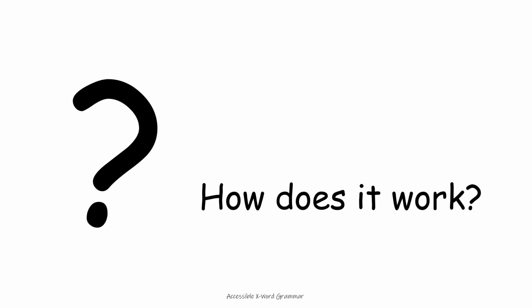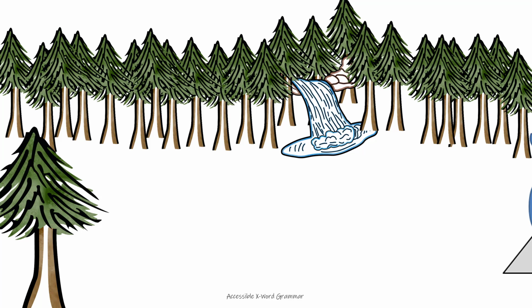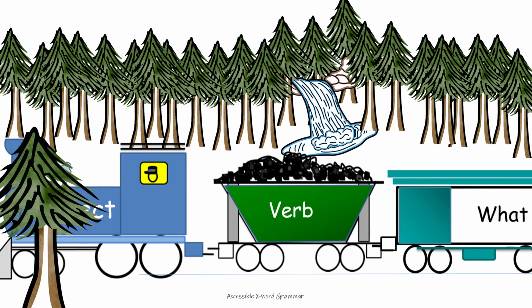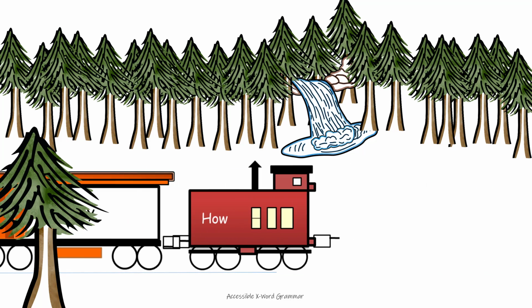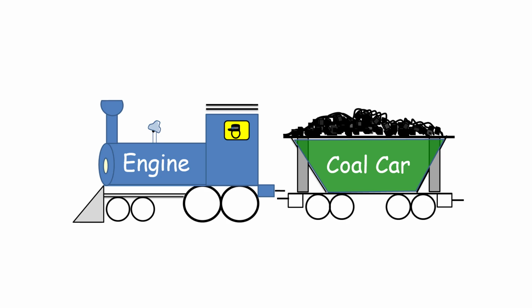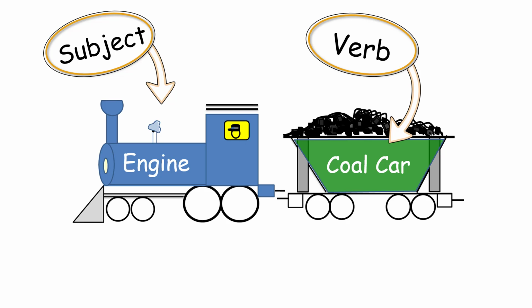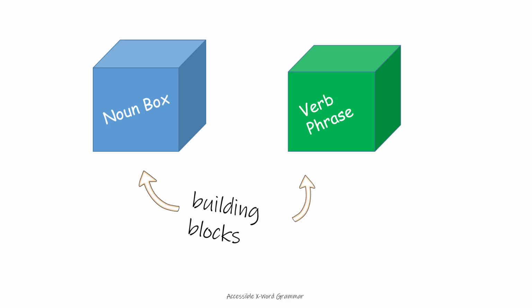How does XWord Grammar work? An English sentence is something like a train. In a train, you have to have an engine and fuel, and you might have additional cars with other jobs. Here, the engine is powered by the coal from the coal car. In English, the engine is our subject, what our whole sentence is all about. The coal car is like our verb. The verb is the fuel that runs the sentence. The engine and coal car are the two basic building blocks of English.